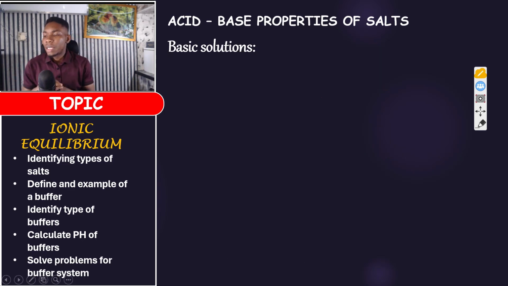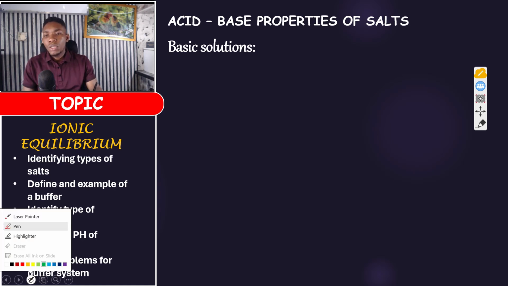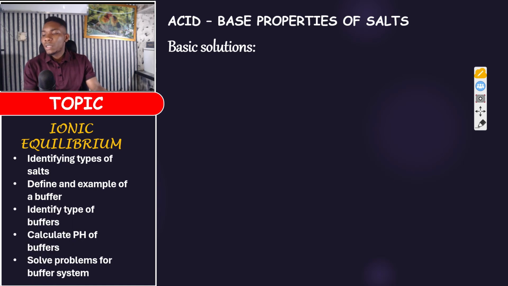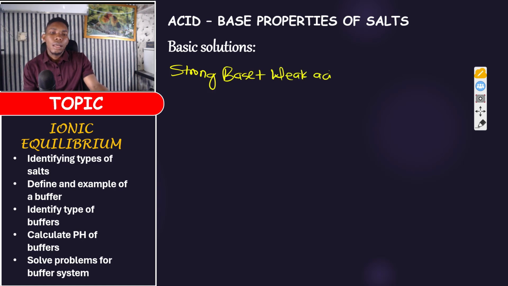Now, the next one is basic salt. Now, what are basic salts? What are the compositions of basic salts? Basic salts are formed from a strong base and a weak acid. So when you have a combination of a strong base plus a weak acid, what you form is a basic salt.